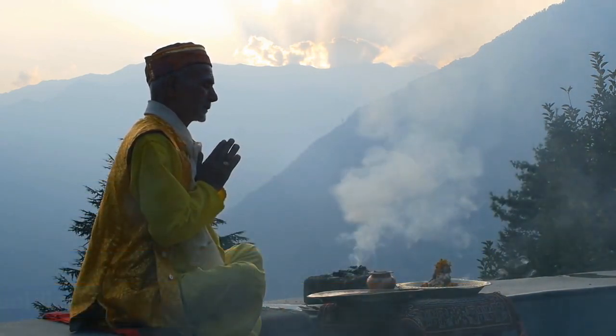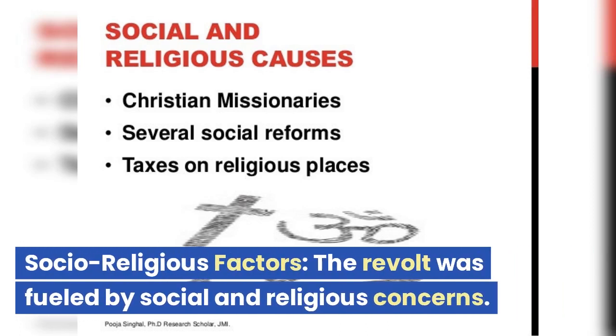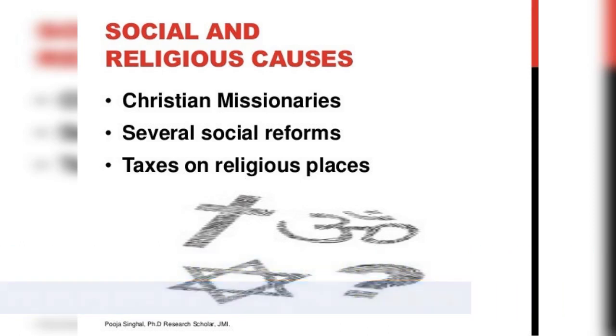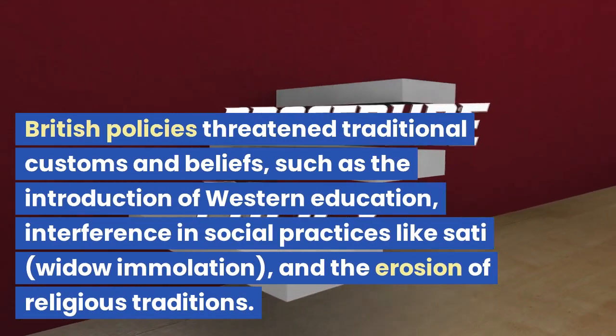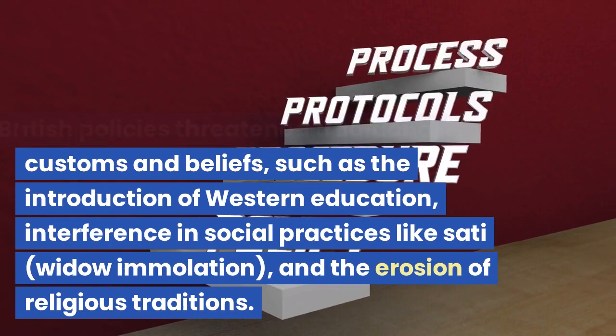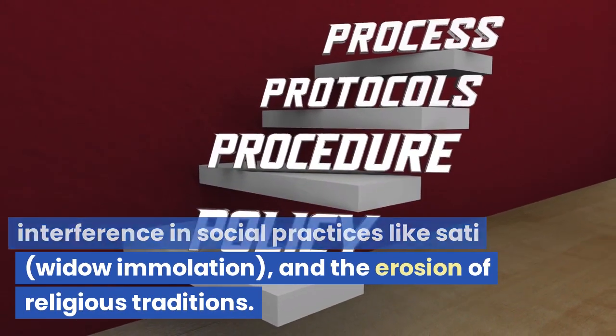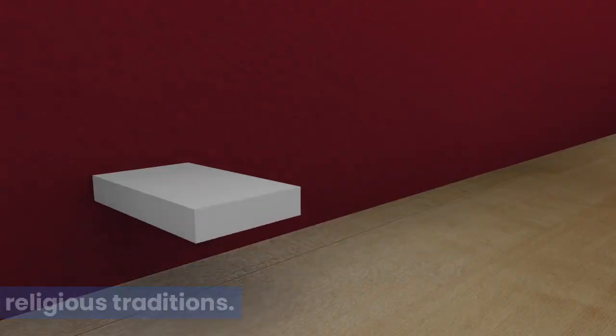and Muslim soldiers. Socio-religious factors. The revolt was fueled by social and religious concerns. British policies threatened traditional customs and beliefs, such as the introduction of Western education, interference in social practices like sati, widow immolation, and the erosion of religious traditions.